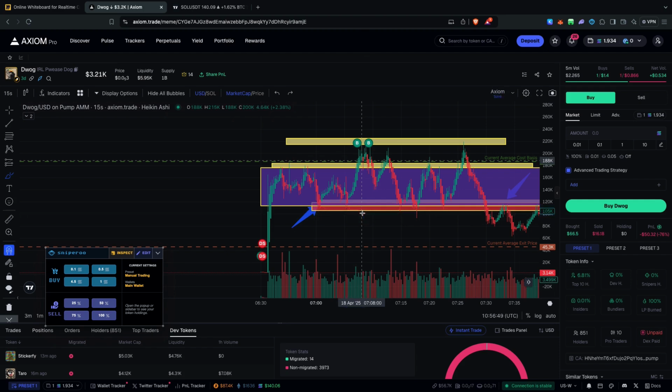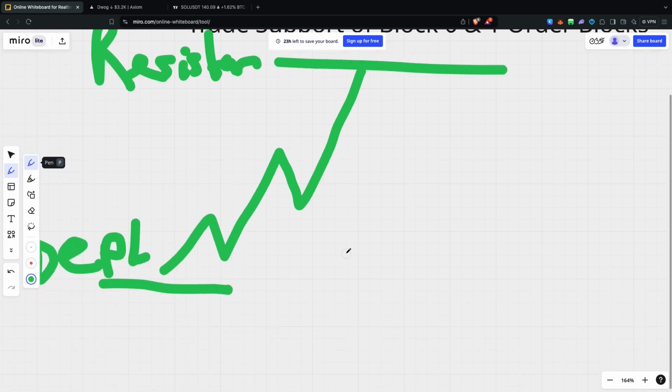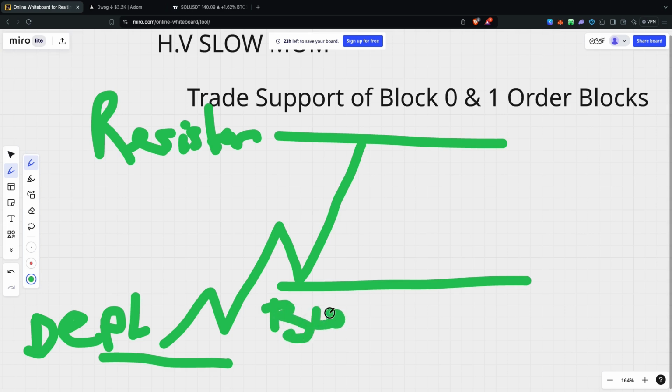So when it comes to this trading methodology of high volume, slow momentum, what you want to do is understand where block 0 is, block 0 and block 1.